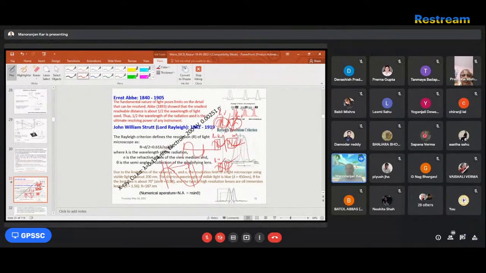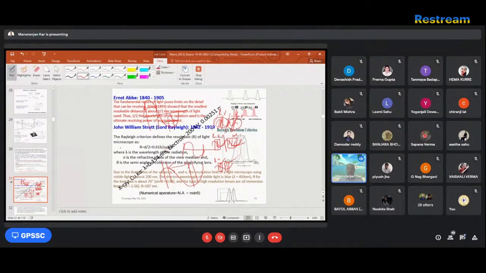But what happened when Rayleigh came, he argued, why are you taking the half and distinguishing? Suppose it is like that. So he said that it is the full width half maximum. If it is beyond this, that means you can distinguish. He said not half, only the full width half maximum. That was the only argument, a very simple argument, and it is also proved experimentally.